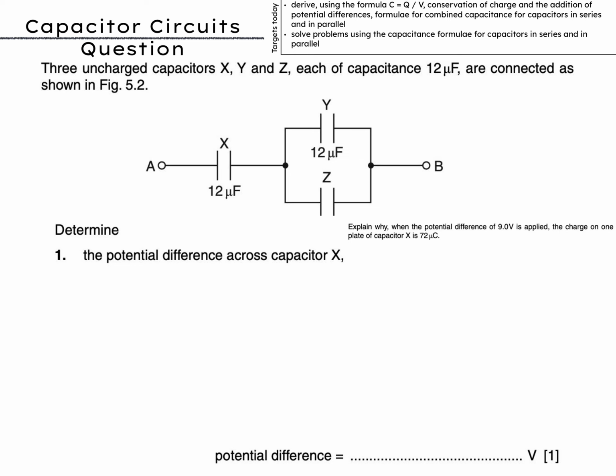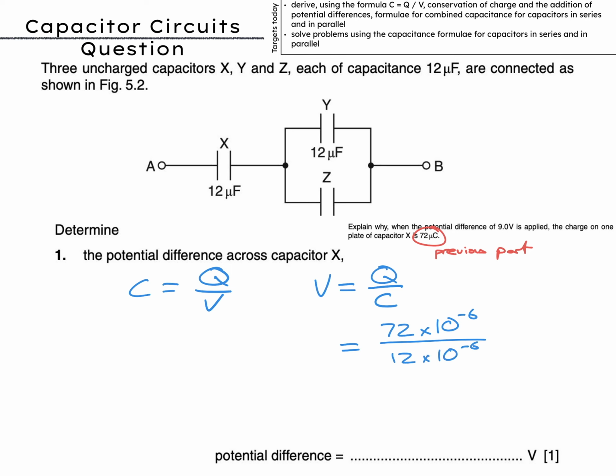Okay, on the next one, a lot of students struggle with this question, which might surprise you because it's only 1 mark. All you need though is the capacitance equation, C equals Q over V. Let's rearrange that, V equals Q over C. Okay, the charge was given as 72 microcoulombs and C equals 12 microfarads. So V equals 72 times 10 to the minus 6 over 12 times 10 to the minus 6 equals 6.0 volts.